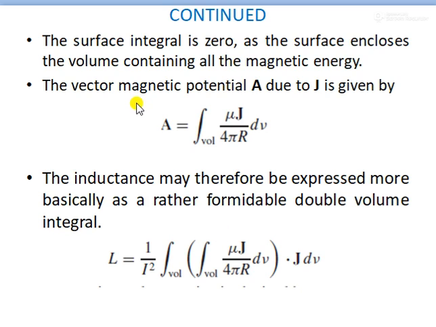Now according to the vector magnetic potential due to J from the previous chapter, A is equal to the integration over volume of mu J by 4 pi R dV. This is the equation for vector magnetic potential. Now the inductance may be expressed more basically: L is equal to 1 by I squared, integration over volume of mu J by 4 pi R dV dot J dV. So it will be a double volume integral. We get this equation for inductance if we express it in terms of energy.